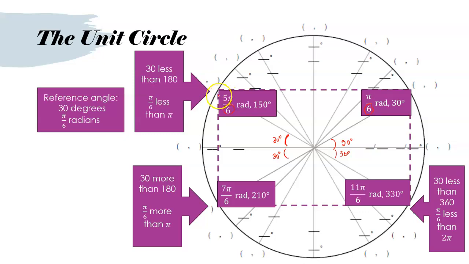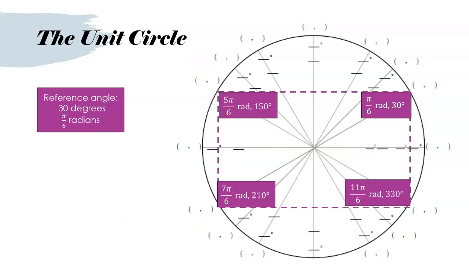This one is pi over 6 less than pi, which would be 6 pi over 6 minus pi over 6, so 5 pi over 6. This one is going to be pi over 6 more than pi, or pi over 6 more than 6 pi over 6. And this one is going to be pi over 6 less than 2 pi, which would be 12 pi over 6 minus pi over 6. Okay, so that's how we form that rectangle. Those are the angles that we're looking at.